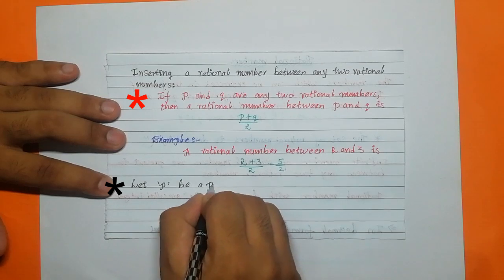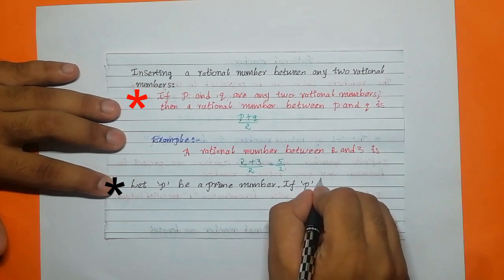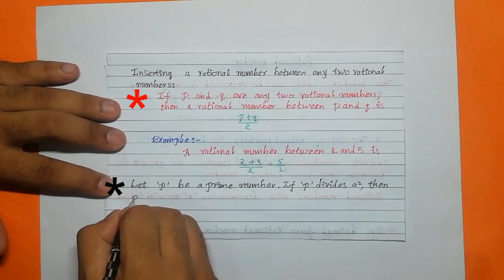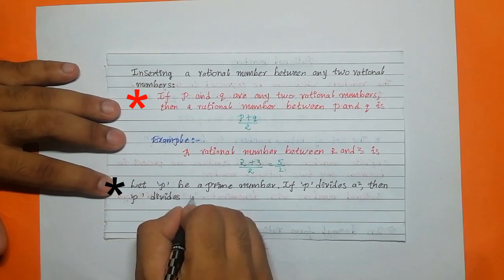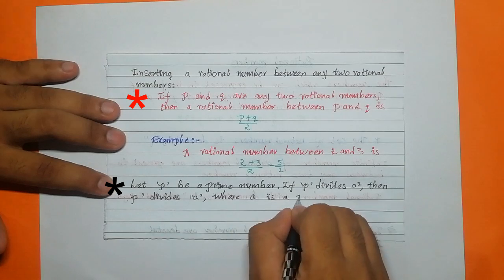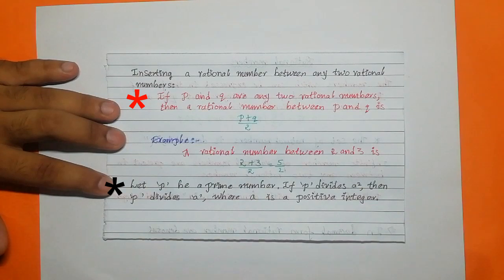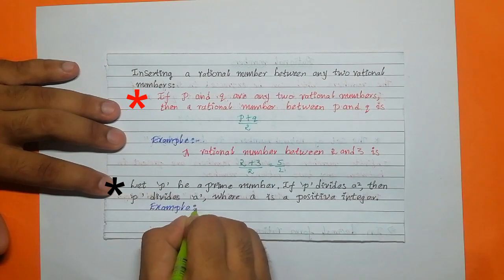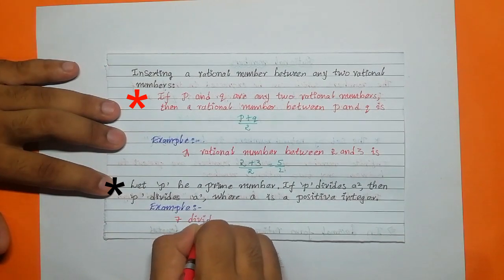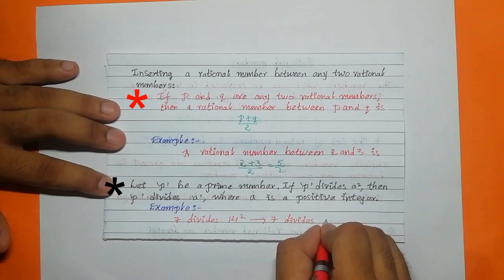Let p be a prime number. If p divides a square, then p divides a, where a is a positive integer. Now let us see an example for this. Example: 7 divides 14 square. That means 7 also divides 14.